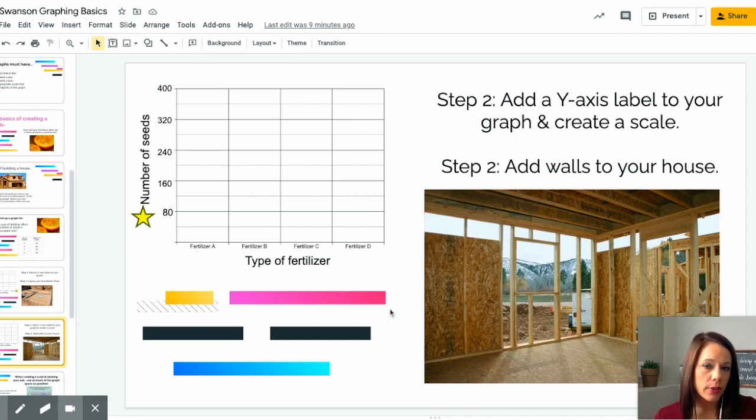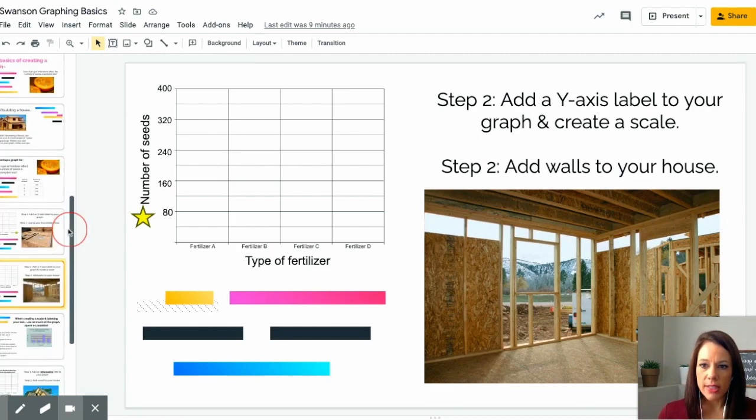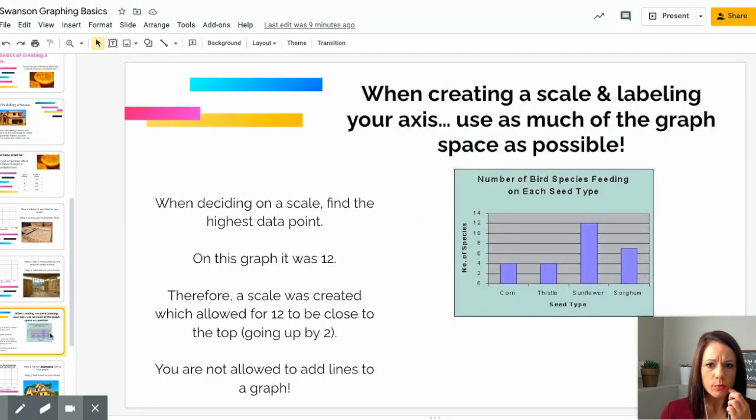You can't put a roof on a house. You can't decorate a house. You can't really do anything until you've got those walls up after the foundation has been laid or the floor has been laid. So that's the second thing that you do. Now, again, like I said, deciding a scale, I think, is the most difficult part.